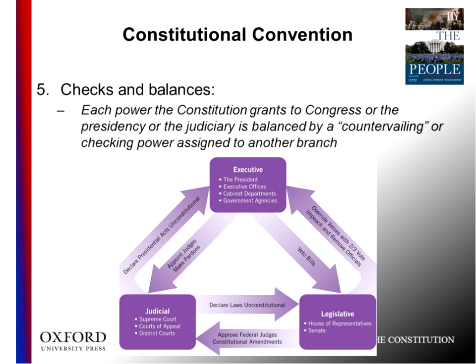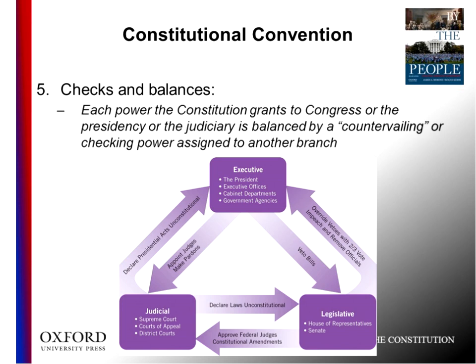Okay? Now, the fifth theme was that of checks and balances. We've talked about this before, that each power the Constitution grants to Congress or the presidency or the judiciary is balanced by a countervailing or a checking power assigned to another branch. So, for example, the president has a check over Congress. Congress passes legislation but needs the president to sign the law. The president can veto or reject the bill sent by Congress.